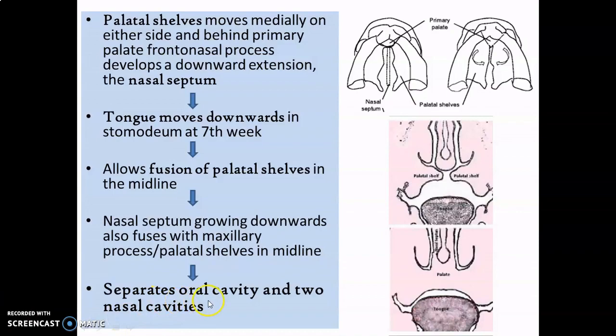Thus, oral cavity and two nasal cavities are separated by all this process, and at the same time the tongue, which was occupying the roof of the stomodium, moves downwards, which only will allow the fusion of palatal shelves in the midline. So before the formation of secondary palate by fusion of palatal shelves, there is downward movement of tongue to the floor of the primitive oral cavity or stomodium.